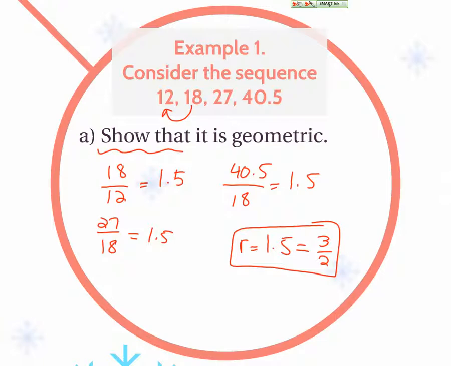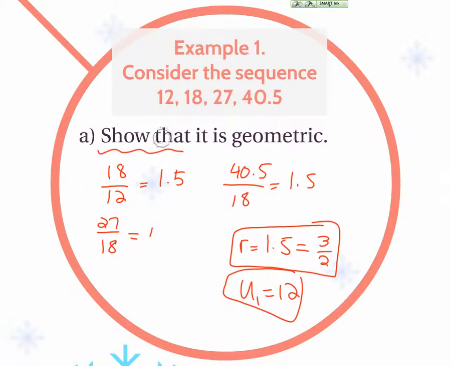Okay, any questions about finding that common ratio, showing that it's geometric? Just for fun, what is the first term? 12. For some reason, last hour I had 18 stuck in my head. Nope, the first term is 12.